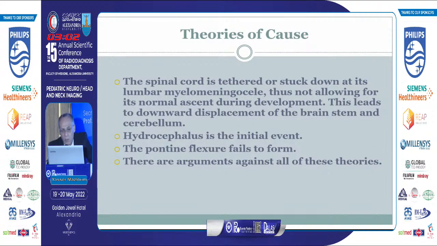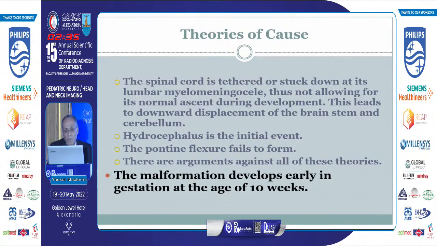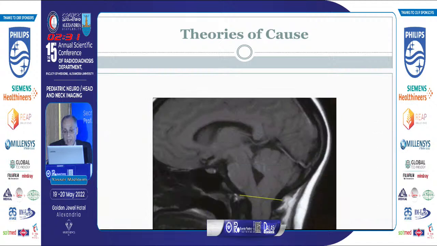Theories of the cause of Chiari malformation: a spinal cord tether stuck down at the lumbar myelomeningocele, thus not allowing normal ascent during development. This leads to downward displacement of the brainstem and cerebellum. Another theory says hydrocephalus is the initial event, while failure of the pontine flexure to form is another concept. There is a lot of argument against all these theories. The malformation develops early in gestation, at the age of 10 weeks.